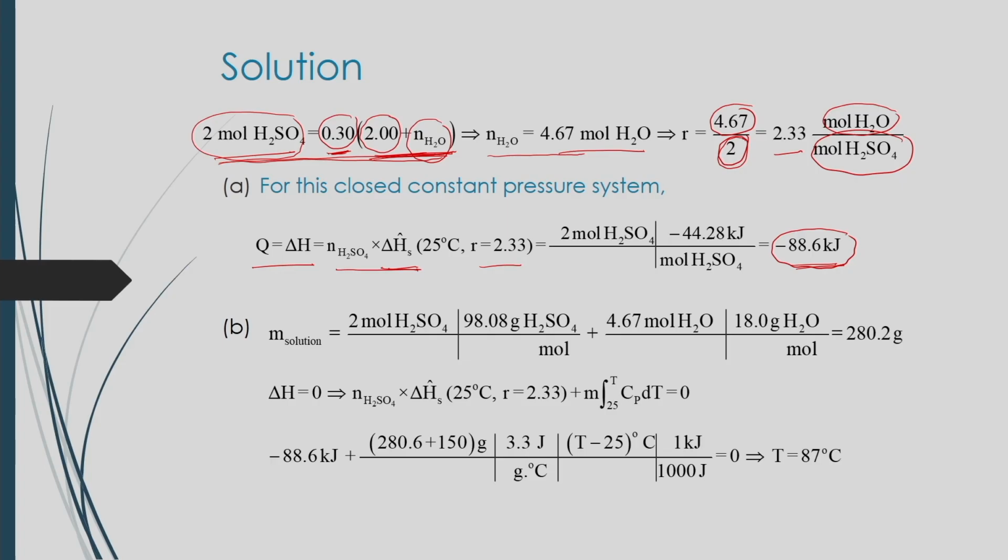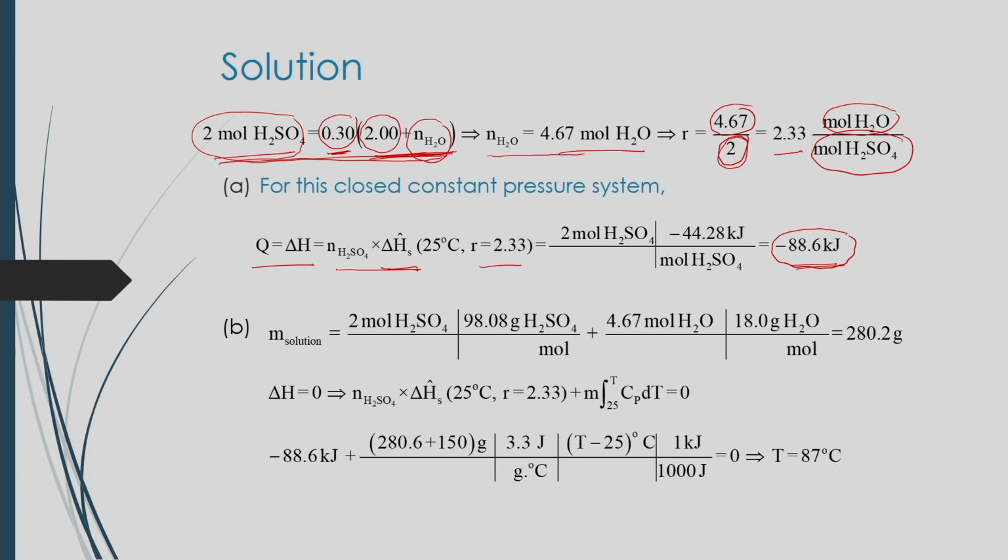So, for that you have to calculate the mass of the 30% sulfuric acid solution. In this case you have to add up the mass of sulfuric acid and also the mass of water in the solution.